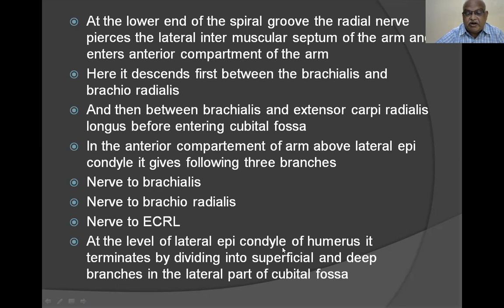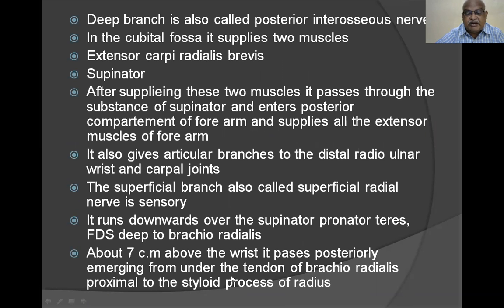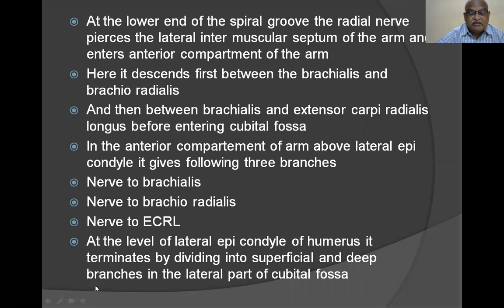At the level of the lateral epicondyle of the humerus, it terminates by dividing into superficial and deep branches in the lateral part of the cubital fossa. So the radial nerve terminates at the level of the lateral epicondyle into superficial and deep branches in the cubital fossa. You have to remember where the radial nerve ends: in the cubital fossa, at the lateral part, at the level of the lateral epicondyle of the humerus, into superficial and deep branches.